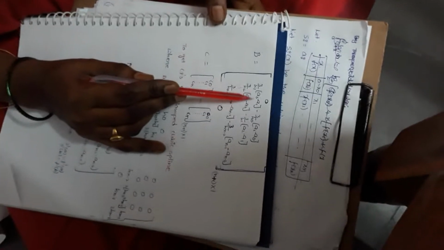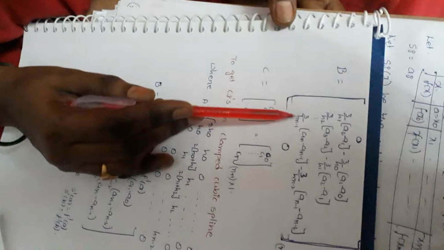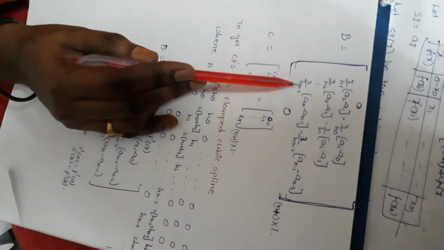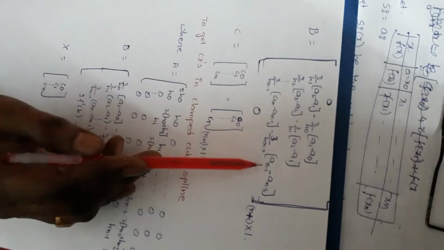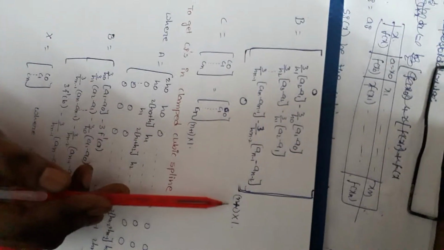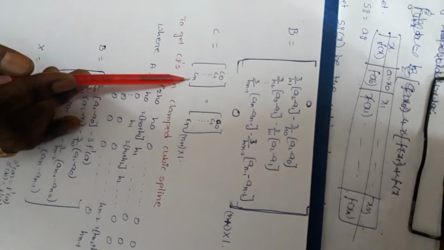Whereas matrix B: first row 0, second row (3 by h1)(a2 minus a1) minus (3 by h0)(a1 minus a0). Next row (3 by h2)(a3 minus a2) minus (3 by h1)(a2 minus a1) and so on. The last but one row: (3 by h n minus 1)(a n minus 1 minus... a n minus a n minus 1) minus (3 by h n minus 2)(a n minus 1 minus a n minus 2), and the last row 0. Whereas C is equal to C0, C1 and so on Cn.